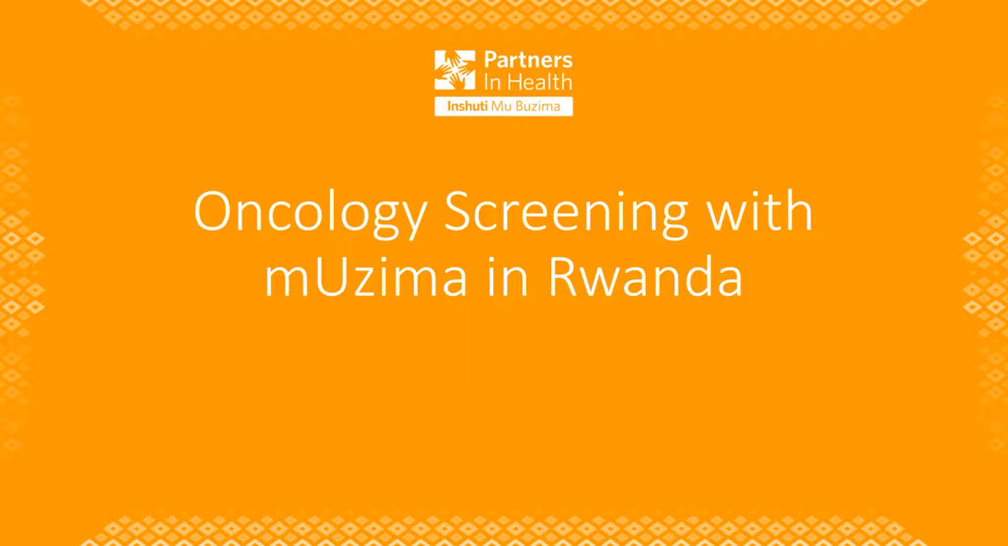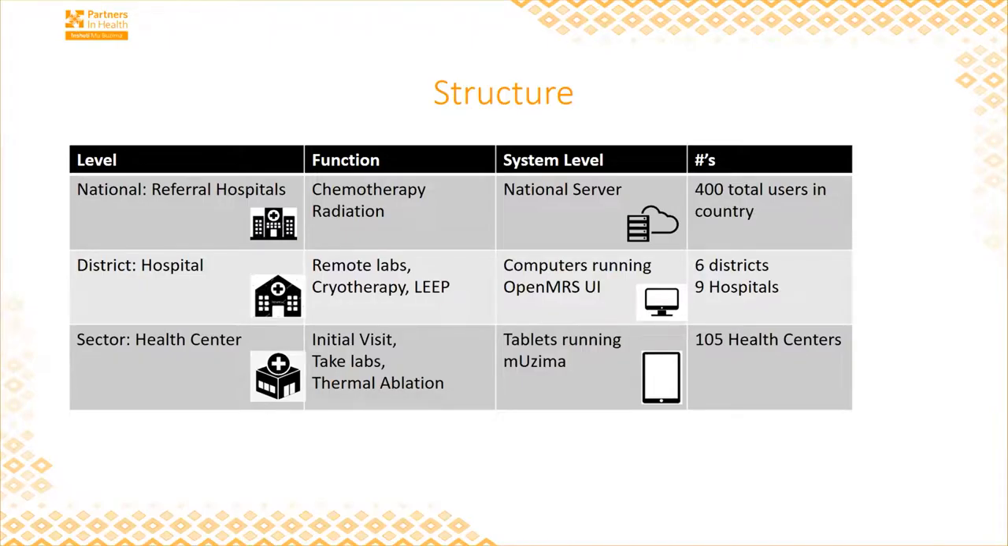The challenge was that while OpenMRS existed across most of the public hospitals in Rwanda, these were disconnected servers primarily oriented at HIV. So we selected Muzima to be the software to build directly onto OpenMRS and be used from a national server, following patients who are initially seen at health centers. They might have labs that get sent away to the hospital. Depending on those labs, they may get referred for cryotherapy and LEEP, or ultimately go to some of the national referral hospitals for chemotherapy and radiation.